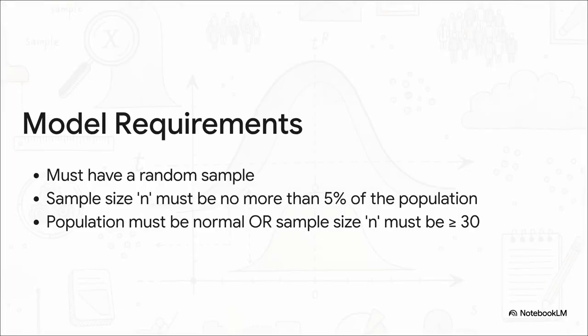But first, before we start plugging in numbers, there are 3 quick checks we need to do to make sure our results are valid. We need a random sample. Our sample can't be too big, no more than 5% of the population, and either the population itself needs to be normal, or our sample just needs to be big enough, which usually means 30 or more. If you've got those, you're good to go.